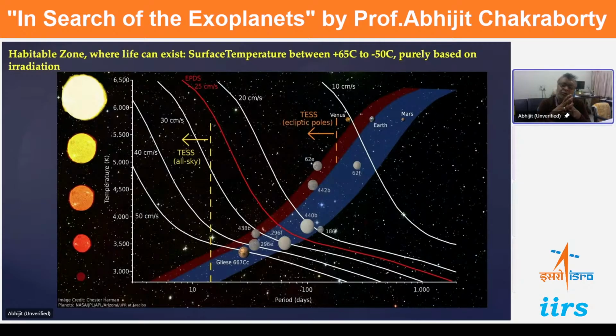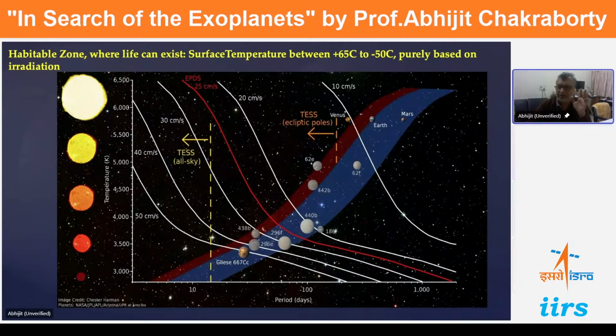Therefore, suppose you have a planet that receives the right amount of heat from the star so that the temperature is in this region, then it is called the habitable zone. You can see some examples of planets that we know about today in the habitable zone, but they are not Earth-sized. They are much bigger than Earth. Currently, we don't know of any planet that is of Earth size, goes around a Sun-like star, and lies in the habitable zone.